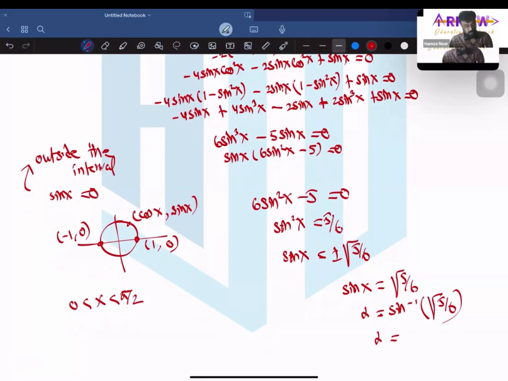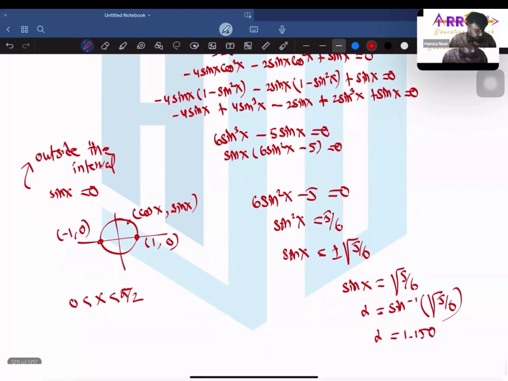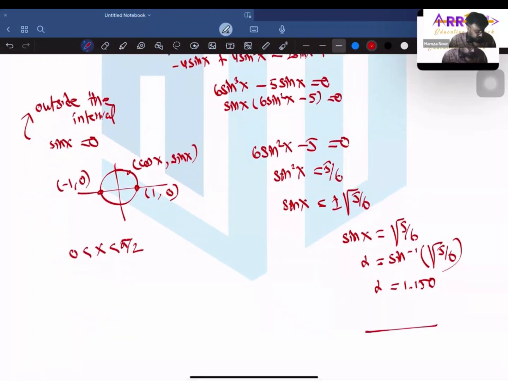What is the value of sine inverse of under root of 5 over 6? Your calculator must be in radian mode. This is 1.150 radians. Since sine is positive in the first quadrant and the second quadrant, however, we are talking about the first quadrant only, 1.150 is the only x coordinate of the stationary point in this particular interval.